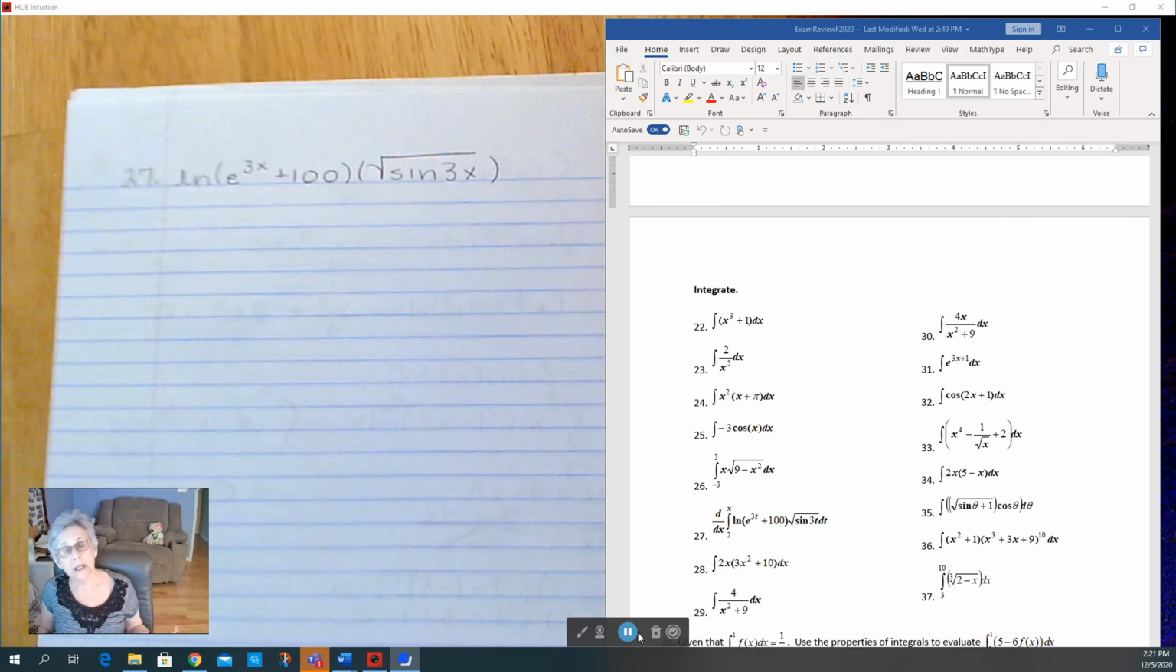And remember, if instead of having a plain old x at the top of that integral, if you had x squared, then you would need to multiply by the derivative of x squared.